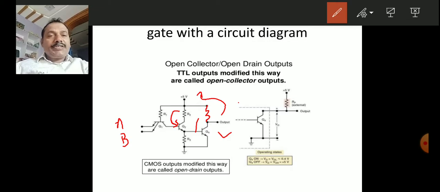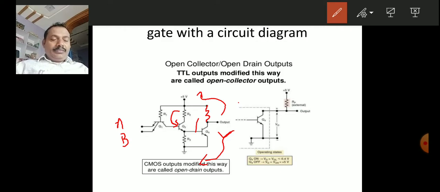Hence, the output is connected to ground. That is, this is the ground. Hence, the output equals 0, that is logic 0. So when the inputs are 1, 1, the output is 0. So this is the NAND function of the open collector TTL NAND gate.